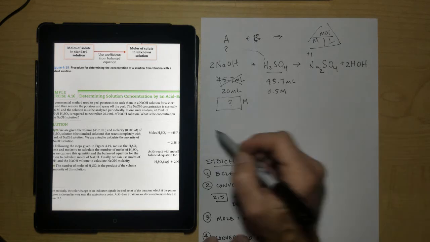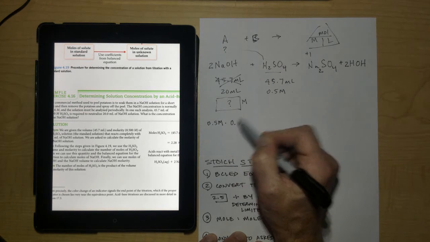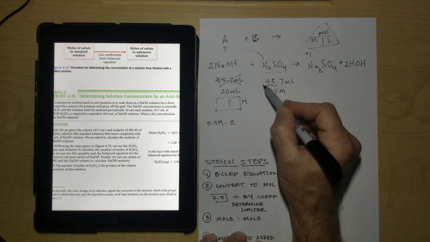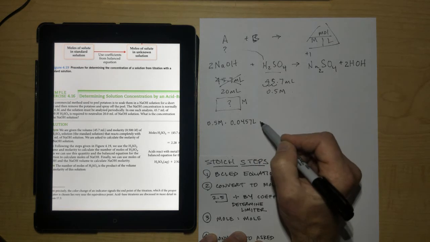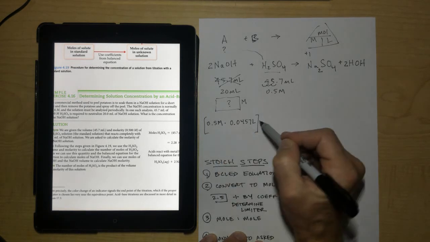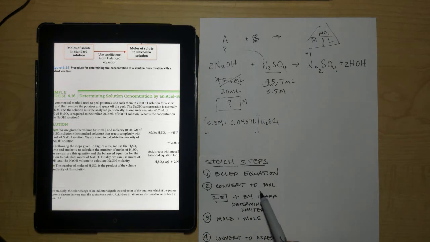So convert to moles right here: 0.5 molar times, moving the decimal 3 to the left, 0.457 liters. And this would give me my moles of H2SO4. So step number 2 is done.